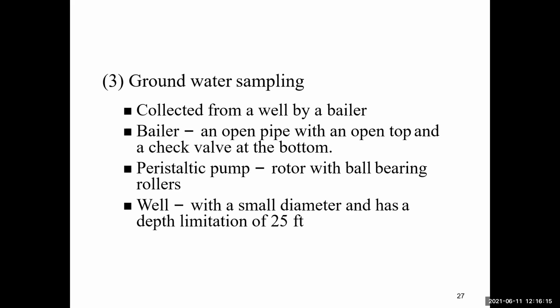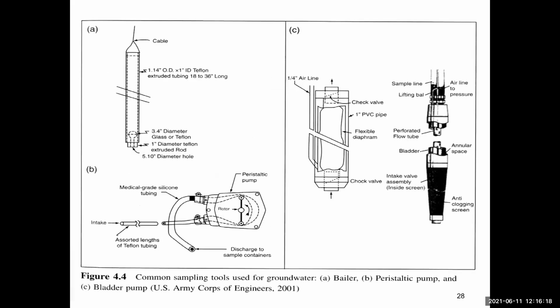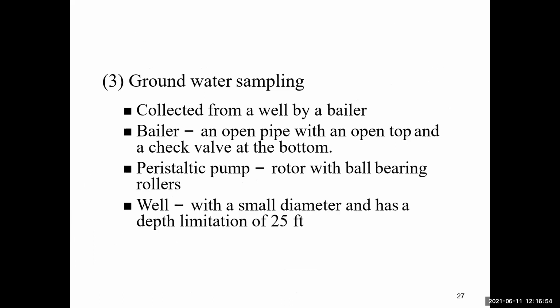So this is groundwater sampling. These are the equipments. Figure A is the bailer. This is the cable, and this is the diameter, 3.4 diameter of glass Teflon. The bottom part is a Teflon rod. This is the 5.10 inch diameter hole. The second one is the precision pump, and C is the bladder pump. This is the collection of groundwater sampling.